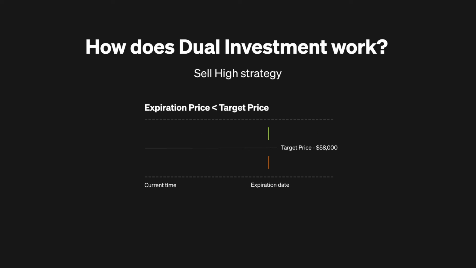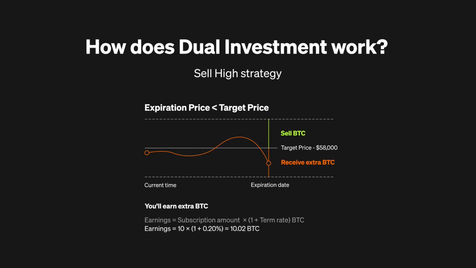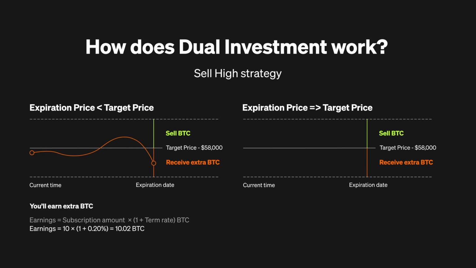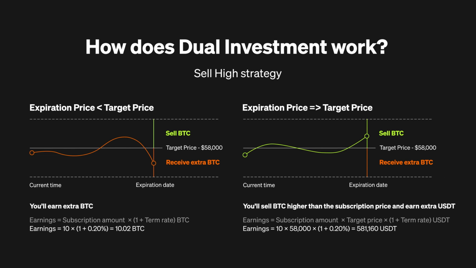Scenario 1. On the expiration date, if the expiration price of Bitcoin is less than $58,000, you'll earn extra Bitcoin. Scenario 2. On the expiration date, if the expiration price of Bitcoin is greater than or equal to $58,000, you'll sell Bitcoin at the target price of $58,000 with no trading fees.